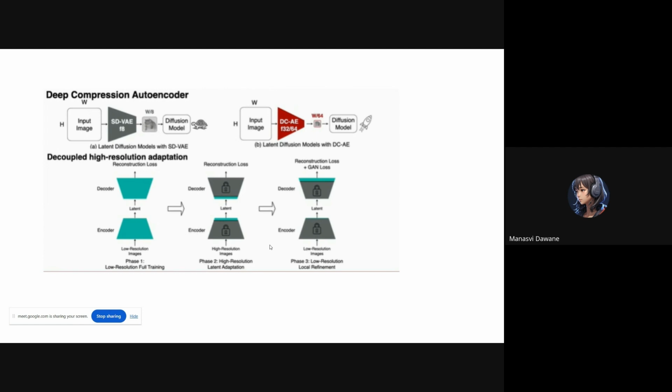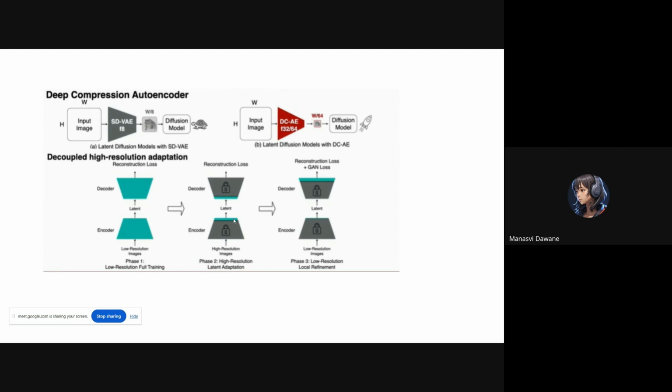Now there are three phases of training strategy which the AE uses. In the first, low resolution full training, both encoder and decoder are trainable. In the second, the encoder and decoder are frozen, and only the latent adapter is trainable.